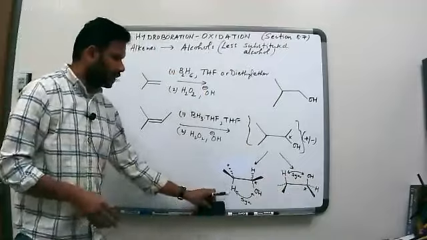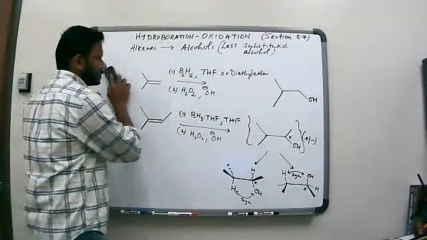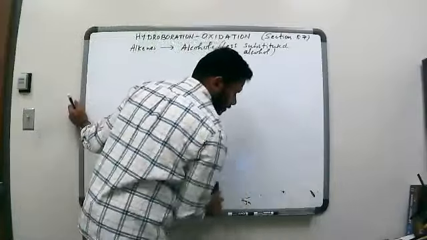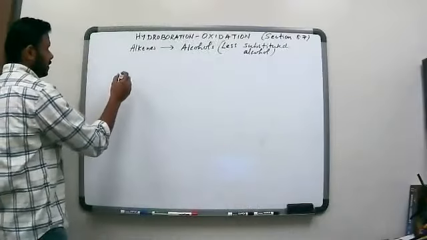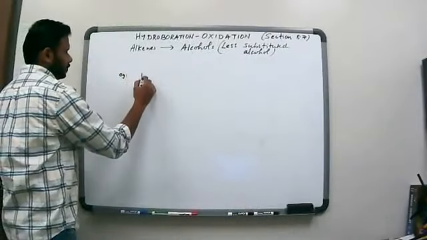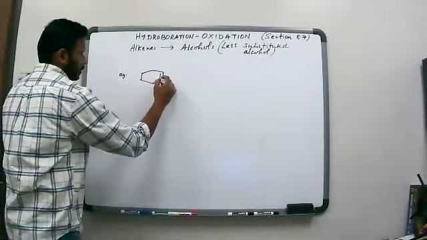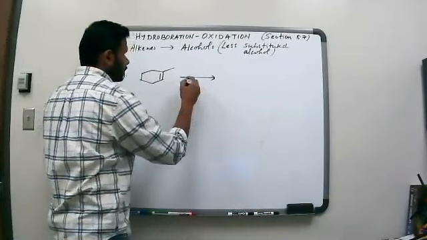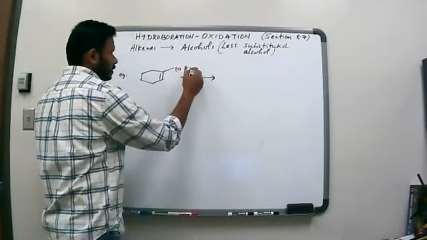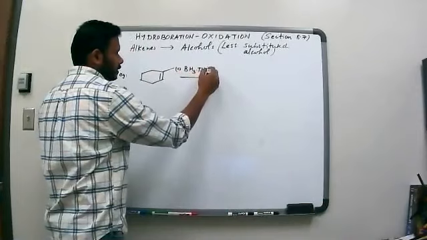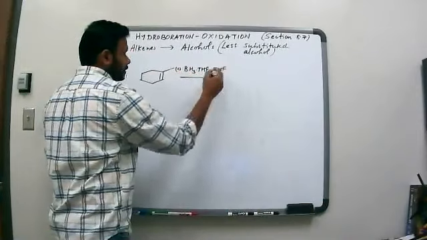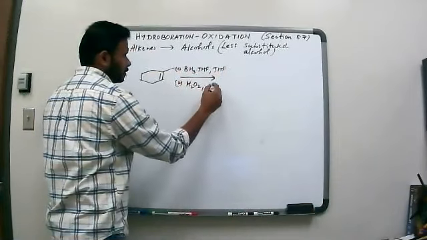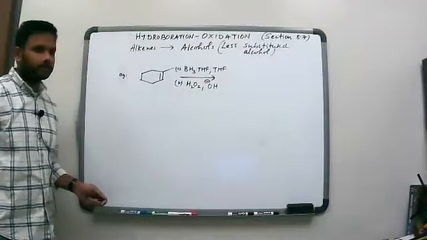Let's see this in a different example. Another example of the syn addition, and then we will go to the mechanism that would explain the syn addition. So another example is going to be this. If you do it on a cyclic system, and we do this, say, BH3.THF in THF, second, we react this with H2O2 and hydroxide.